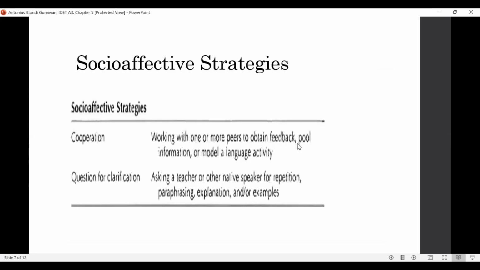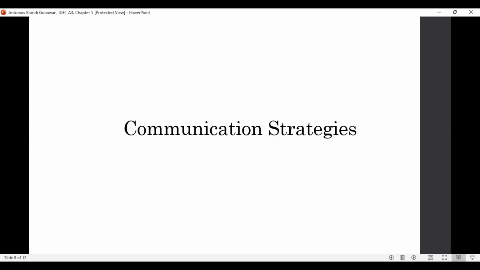Now, social affective strategies involve a more social approach in learning, and examples of relevant strategies in socio-affective are cooperation and questions for clarification. Next slide. Communication strategies. Next slide, please.